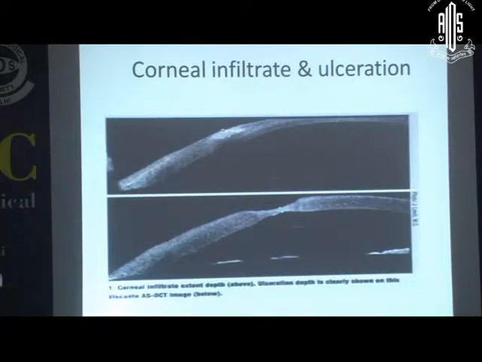Most importantly, if there is a corneal infiltrate and an ulceration, even in urban areas, even though bacterial keratitis and fungal keratitis are nowadays rare, they are still sight-threatening conditions in rural areas or in many parts. And here again we have objective evidence as to how our treatment is going. So microbiological testing and all have their own place, but this is an adjunct that was not available till a few years ago.